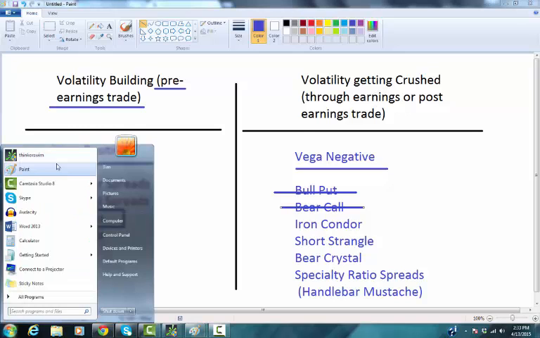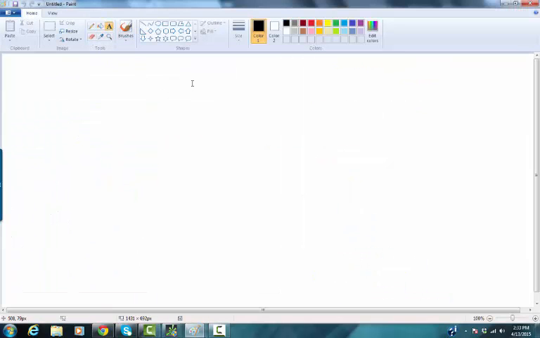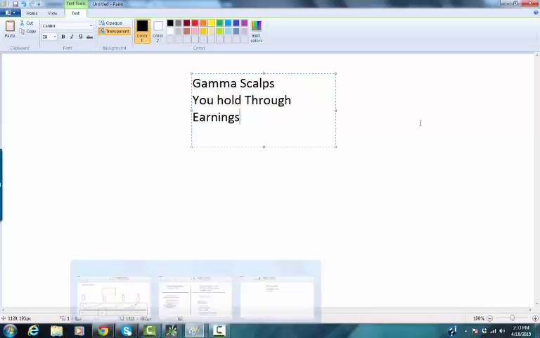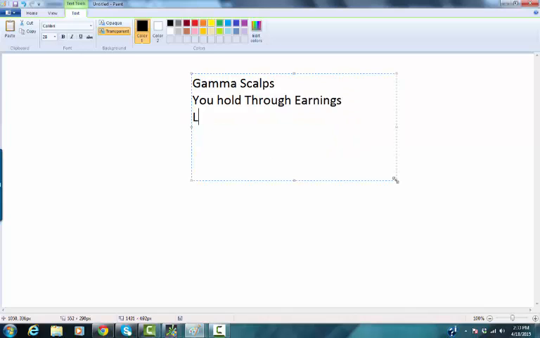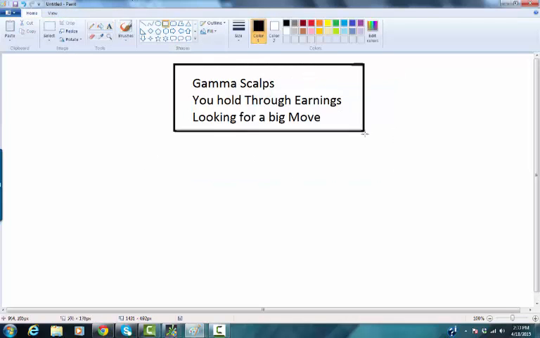There's also an entire other family of trades which is going to be left outside of this, and actually the handlebar probably better fits on this, which are called gamma scalps, where you hold through earnings, looking for a big move. This tends to be what we call a bi-directional trade.